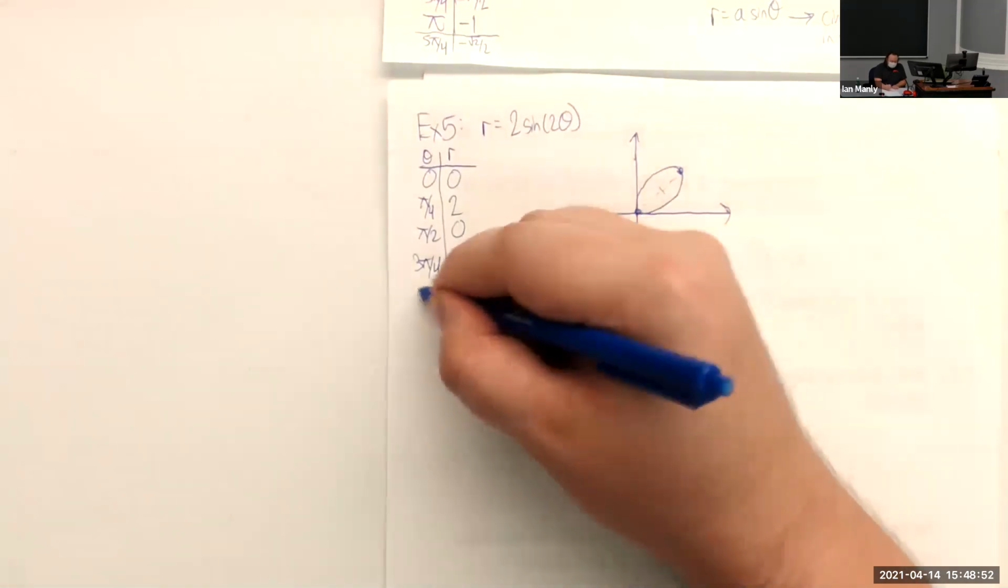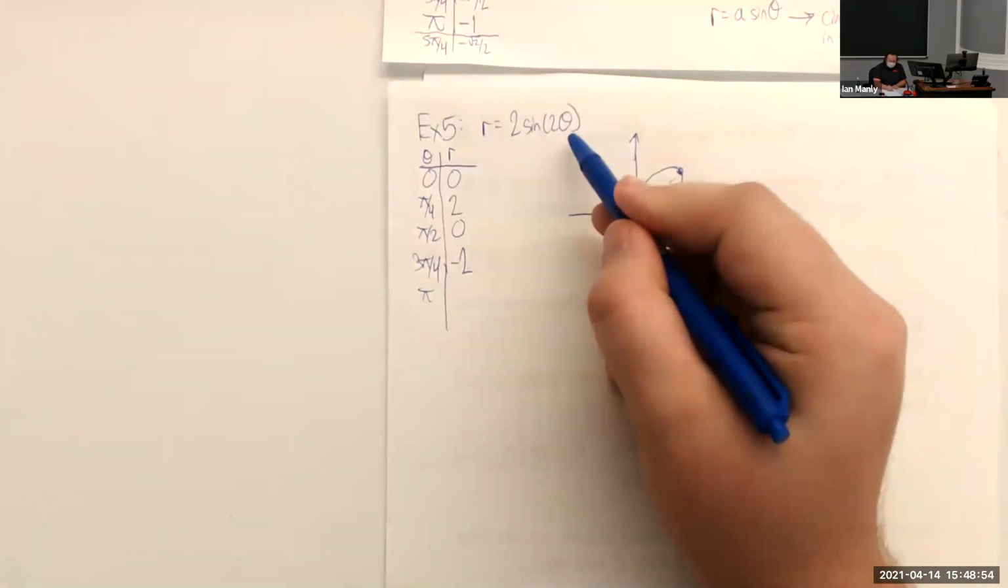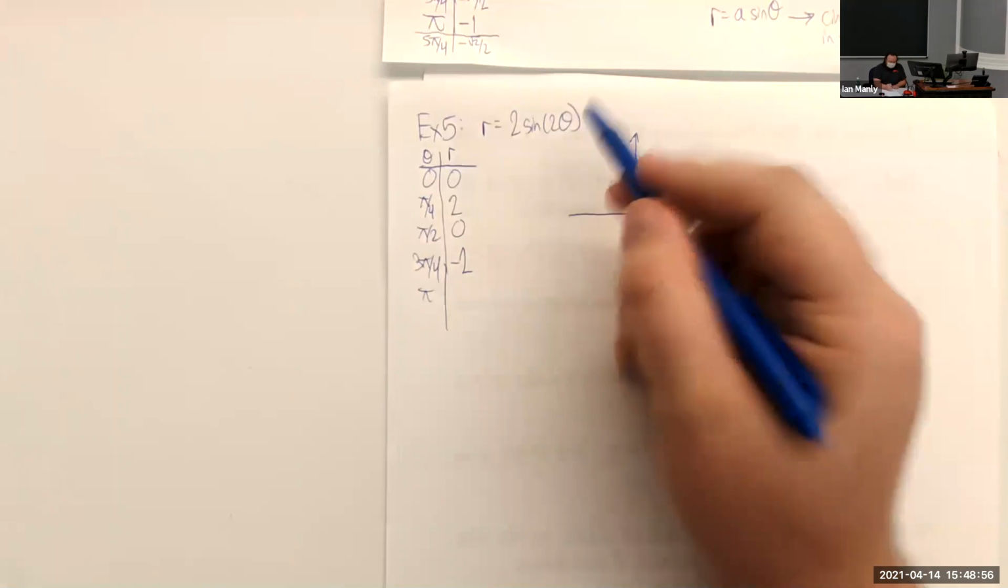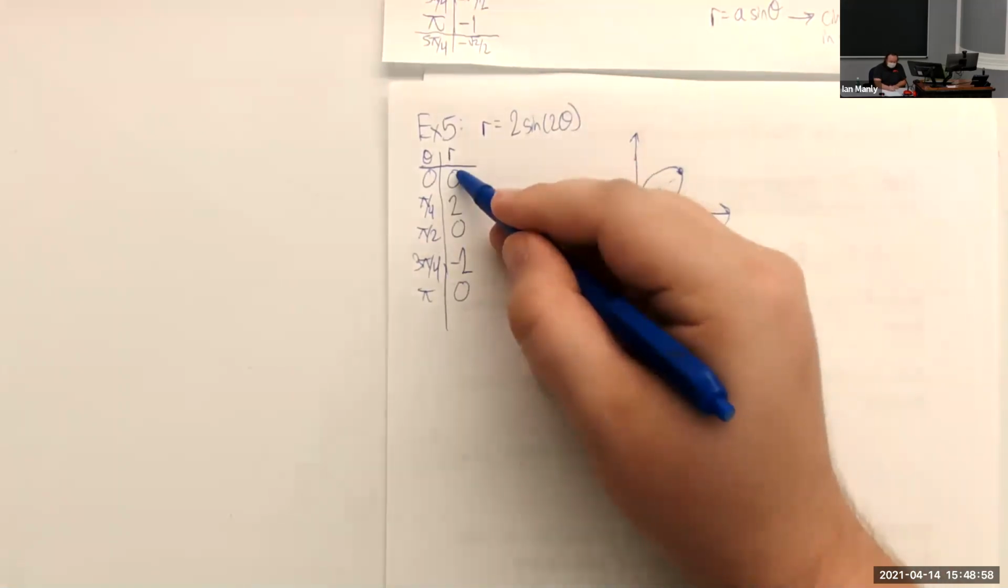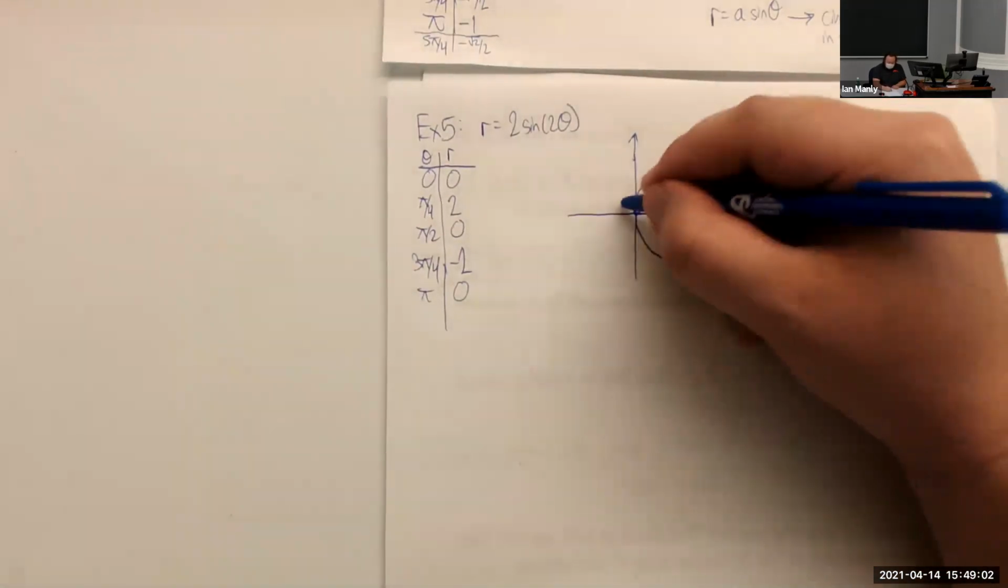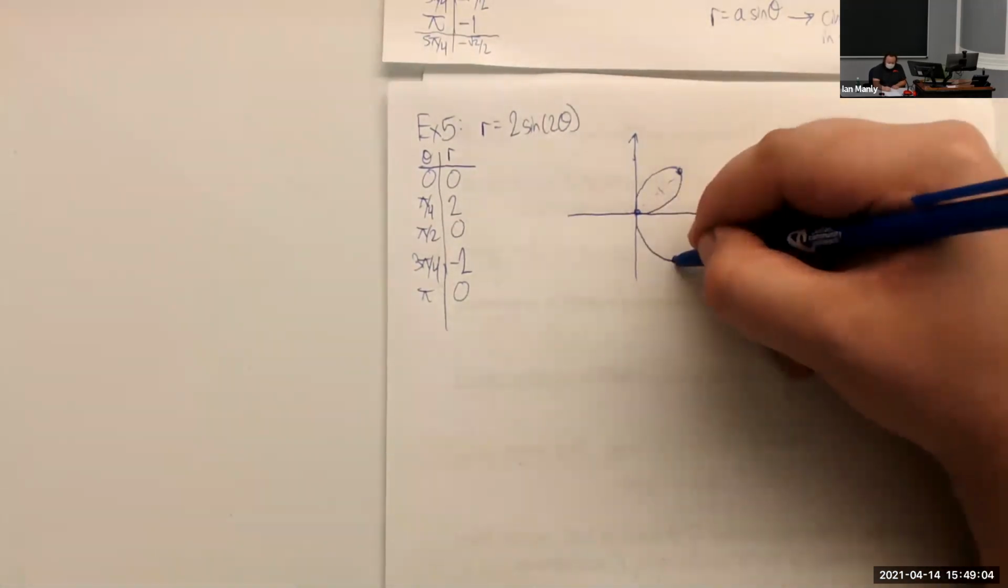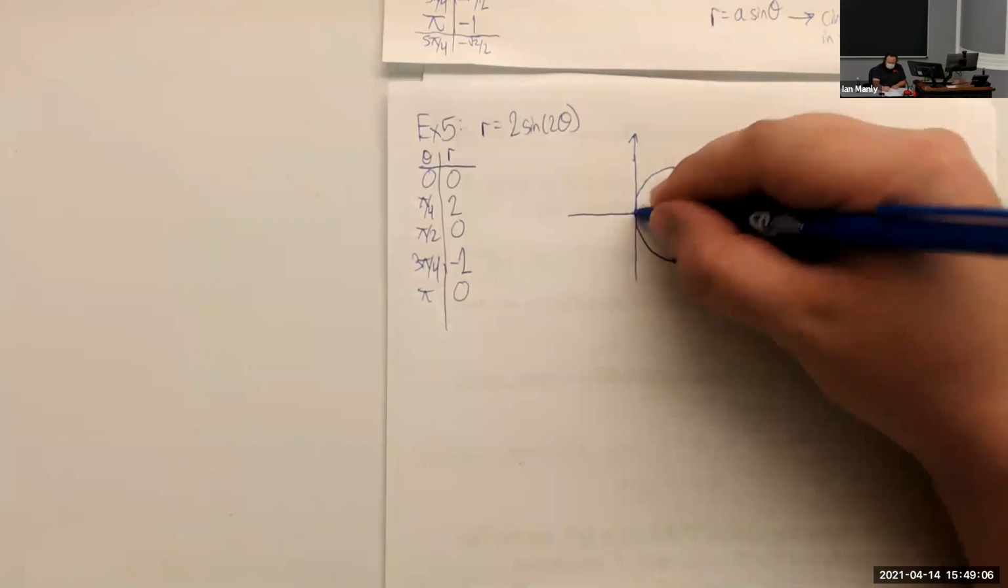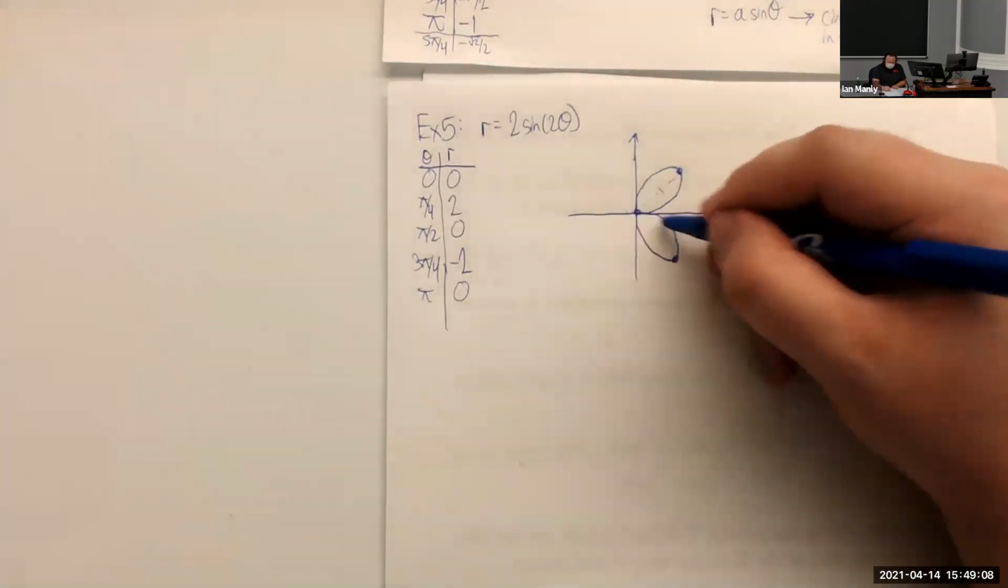And then when we get to pi, we have sine of 2 pi is 0. So it seems like we're alternating between 0, a number, 0, the negative, 0. So when we get to pi, which is this angle, we're going to come in like that. So we get another one of these petals here.